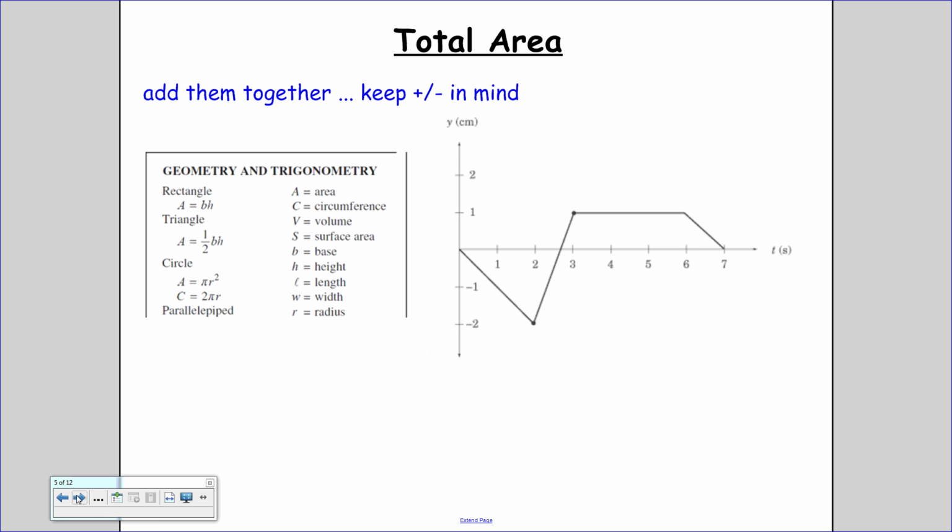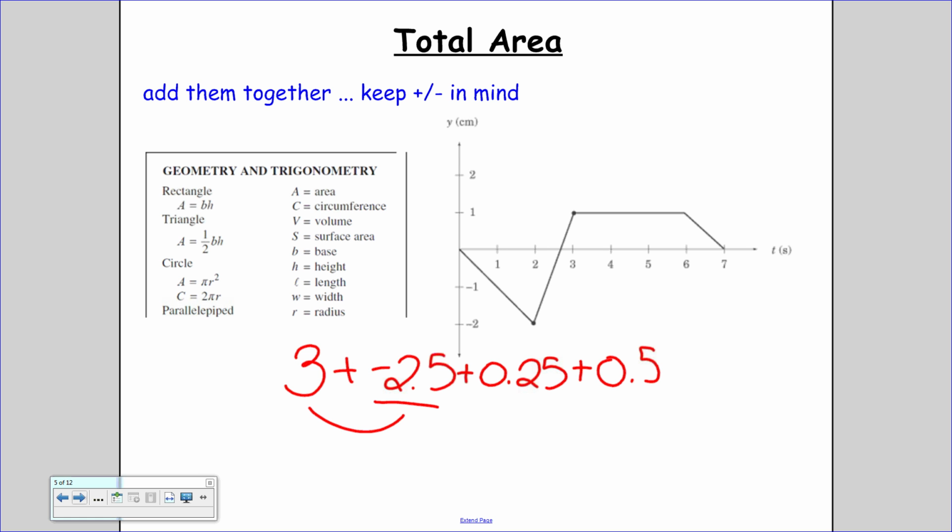Now to take the total area, you add them together, and you keep positive and negative in mind. So the rectangle was 3, plus the first big triangle was -2.5, plus the first small triangle, which was 0.25, plus the third triangle, which was 0.5. And we add it together. We keep that negative in mind. So 3 and -2.5 is 0.5, plus 0.25 is 0.75, plus 0.5. That is equal to 1.25. And that's the area under the graph. And that has meaning. We're going to learn the meaning during class. But now you know how to do it. So now all you got to do is concentrate on the meaning.